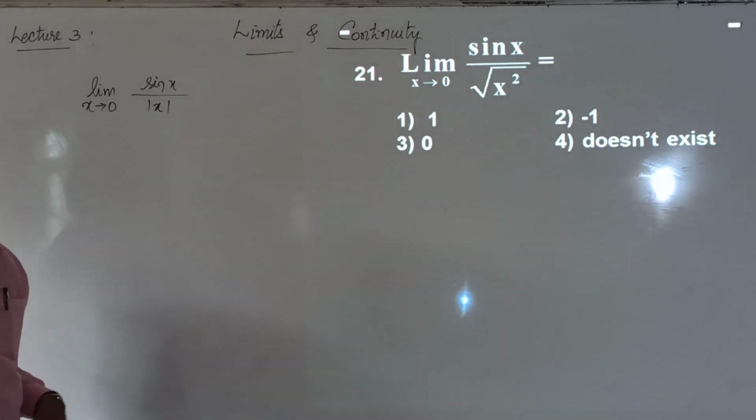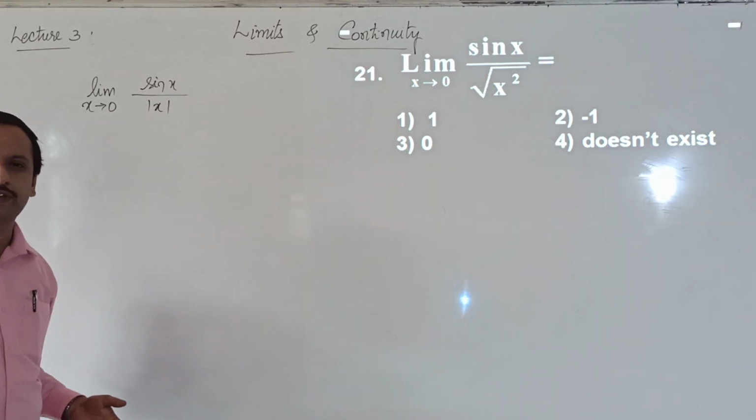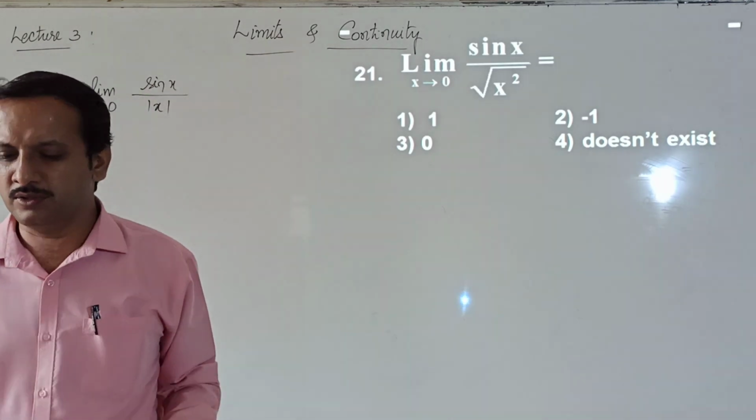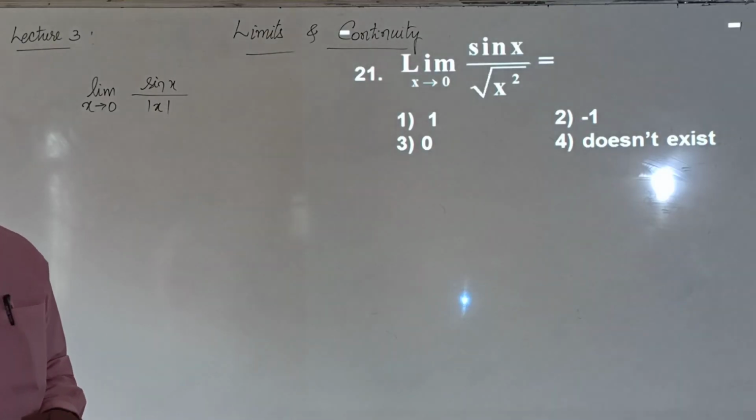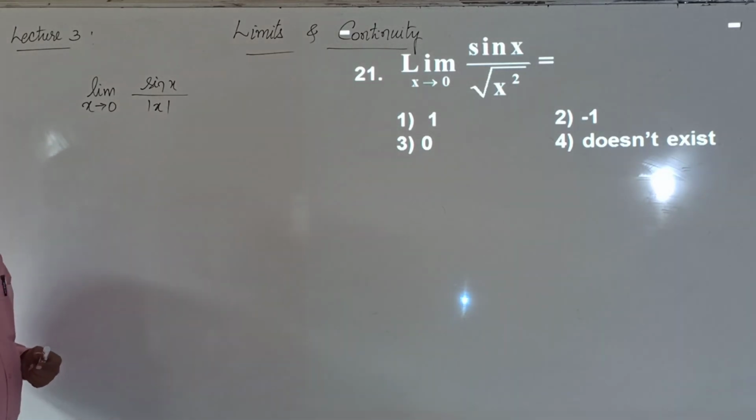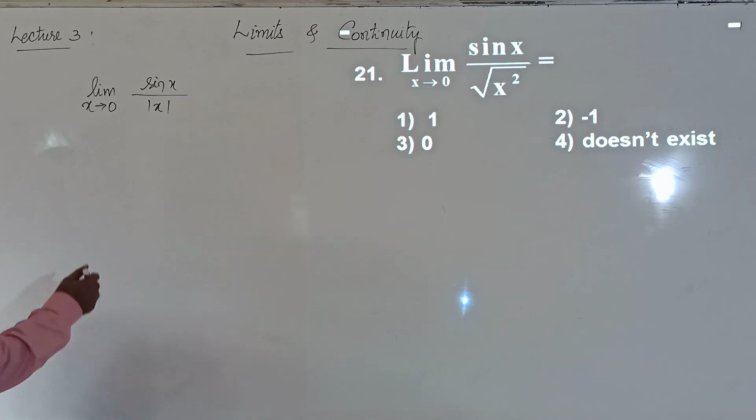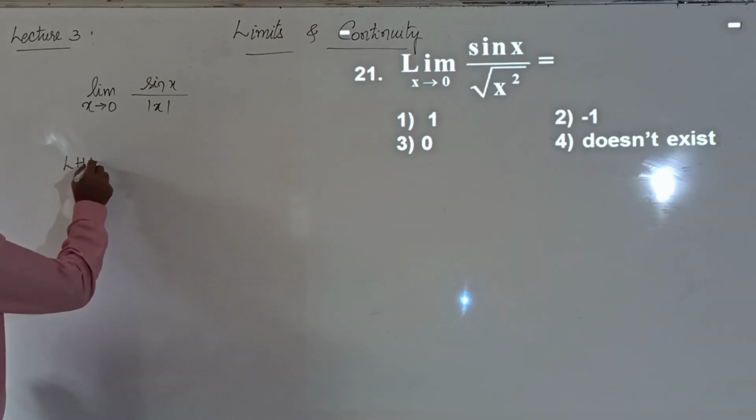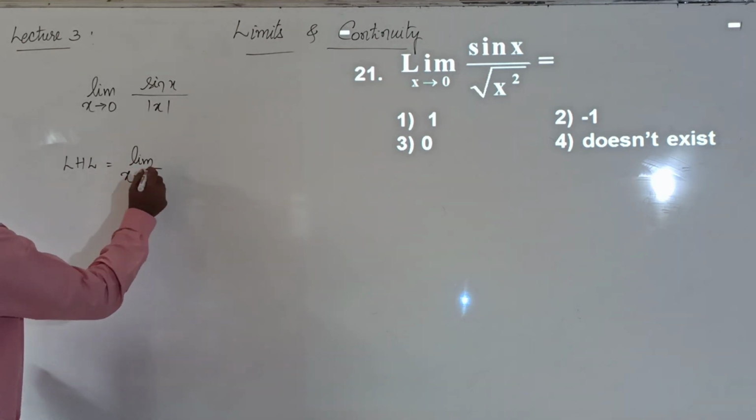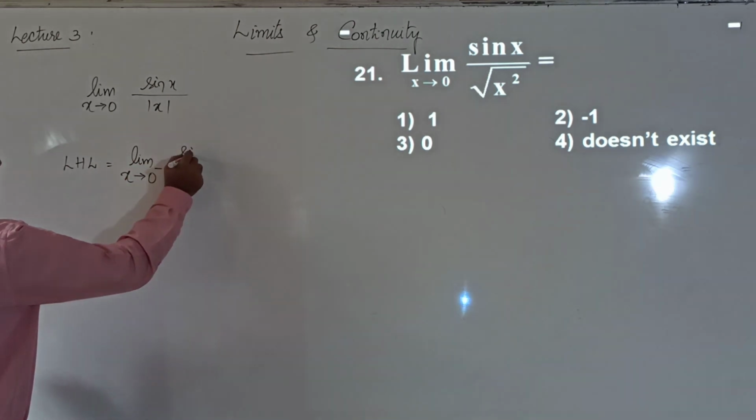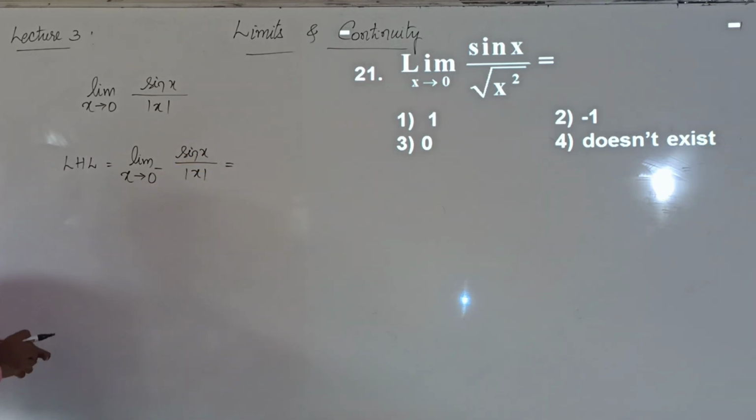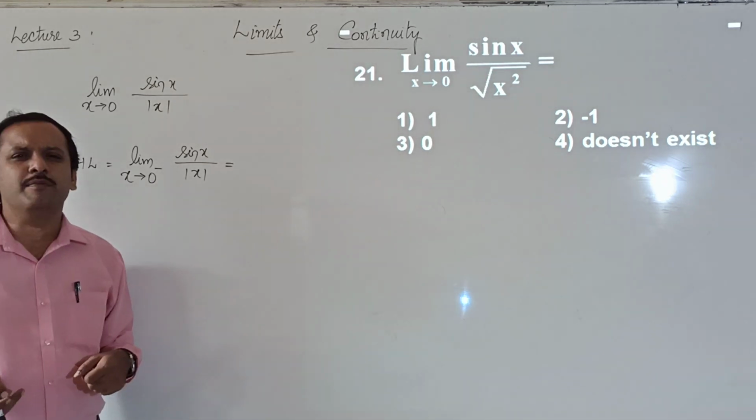But to differentiate mod x at 0, we know it is a very well known fact that mod x is not differentiable at x equal to 0. So we cannot go for L-Hospital's rule. Instead, we will go for left hand limit and right hand limit. So first I will find out the left hand limit. Limit x tends to 0 minus of f of x, that is sin x by mod x. Now x is approaching 0 from left side.